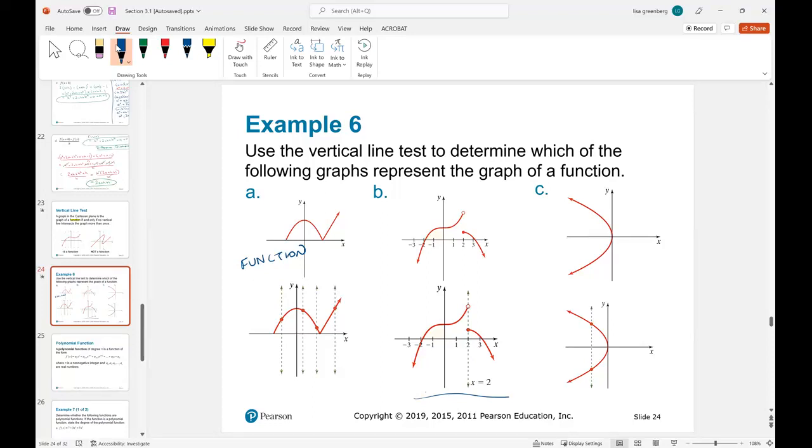But right at this point here at 2, well, this one's an open circle and this one's a closed circle. So still at x equals 2, there's still only one value because the open circle means that that value doesn't exist there. So that would make this also a function.